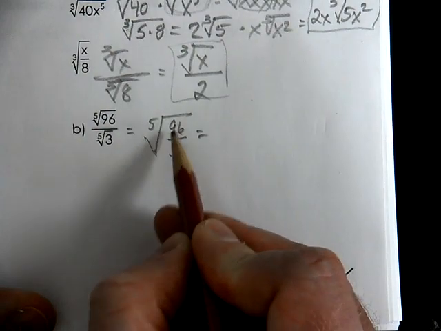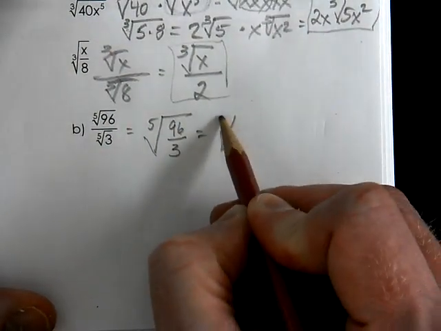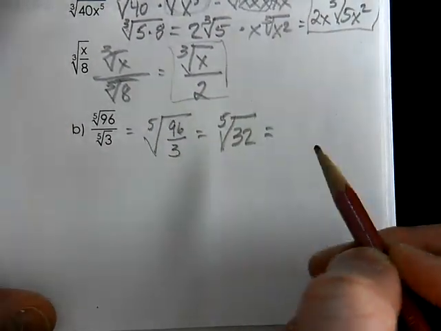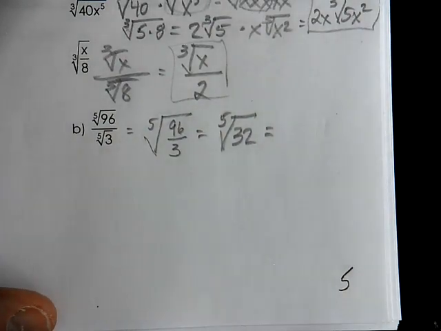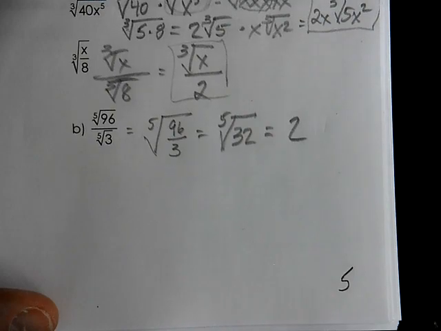Well, how many times does 3 go into 96? And what is the 5th root of 32? That's 2. So that worked out pretty nice.